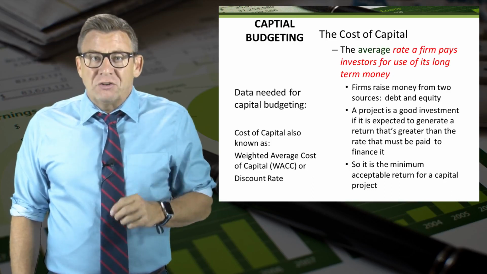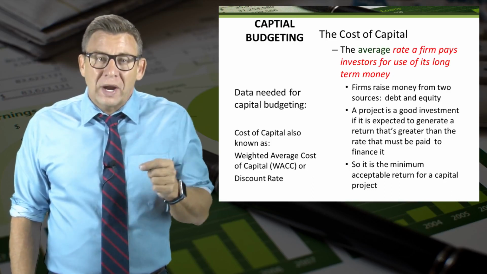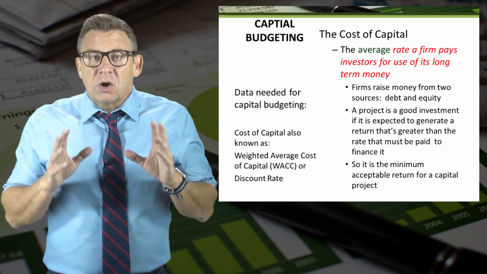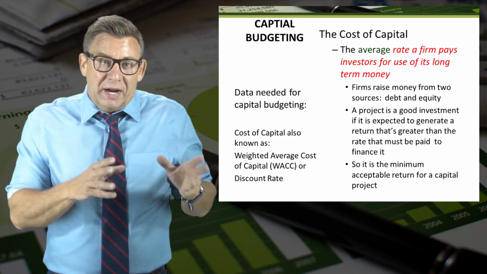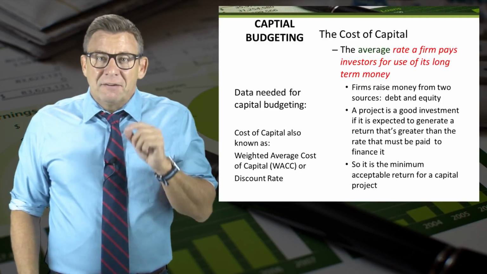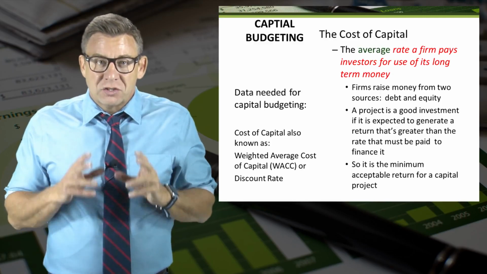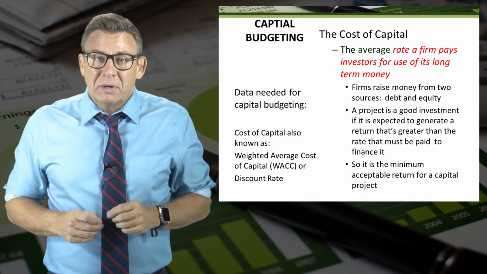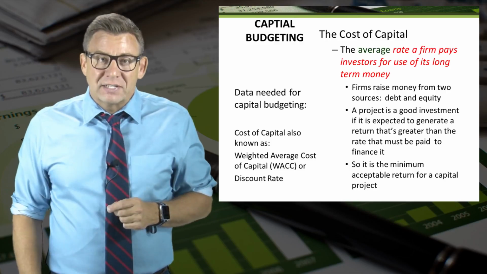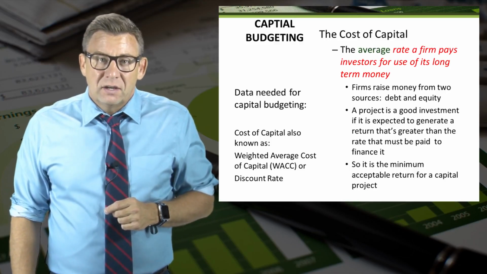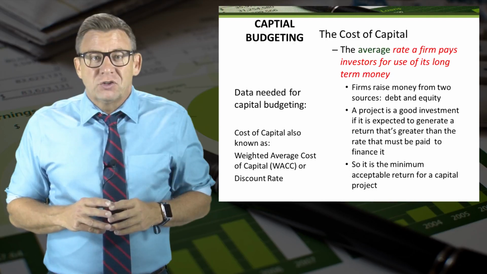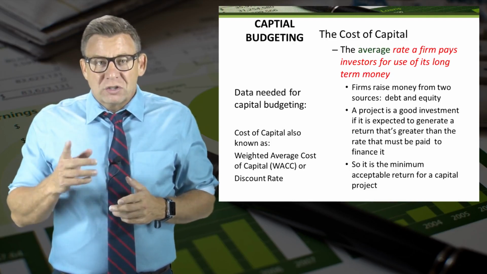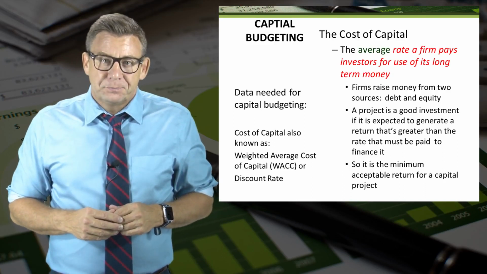In general, a project needs to create a return greater than the cost of capital. For example, if you borrow $1,000 from a bank at a rate of 5% interest and invest that in a project that earns 12%, you would be better off doing the project because the return is greater than the cost of funds invested. The cost of capital is often referred to as WACC, which is the weighted average cost of capital, or sometimes called the discount rate.